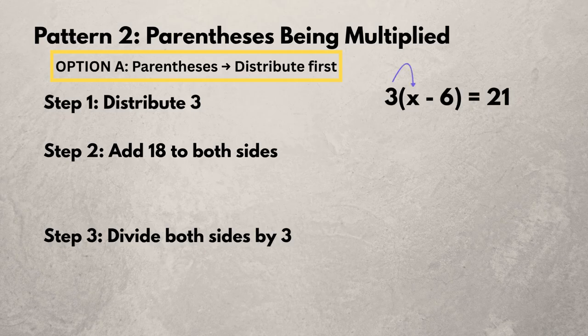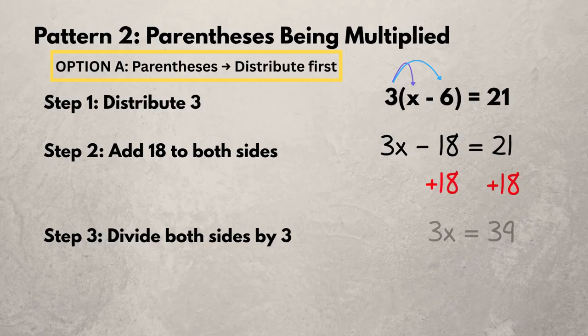3 times x is 3x, 3 times minus 6 is minus 18, so 3x minus 18 equals 21. Now it's like pattern 1, add 18 to both sides, 3x equals 39, and divide by 3, x equals 13.